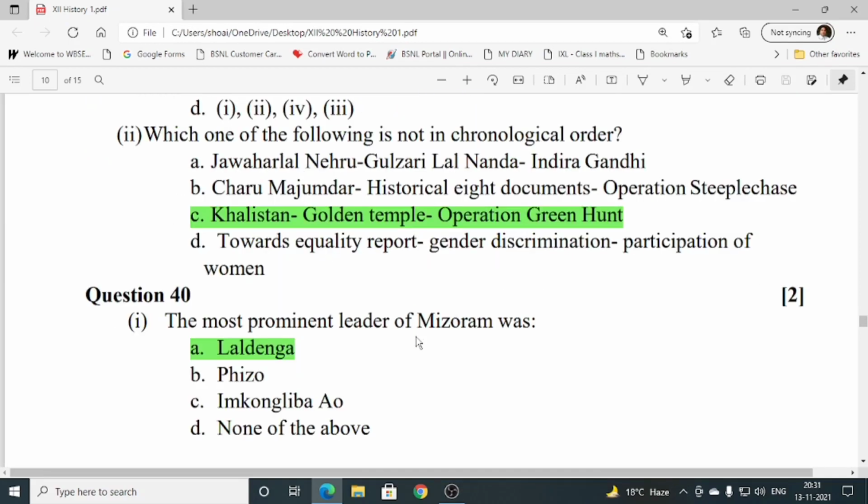Then number 2, which one of the following is not in chronological order? Among these 4, which one is not in chronological order? Jawaharlal Nehru, Gulzar, they all are in order. So this one, Khalistan, Golden Temple and Operation Green Hunt, this is not in chronological order. Actually this order is itself wrong. So it should be Operation Blue Star. So C is the right option for number 2.